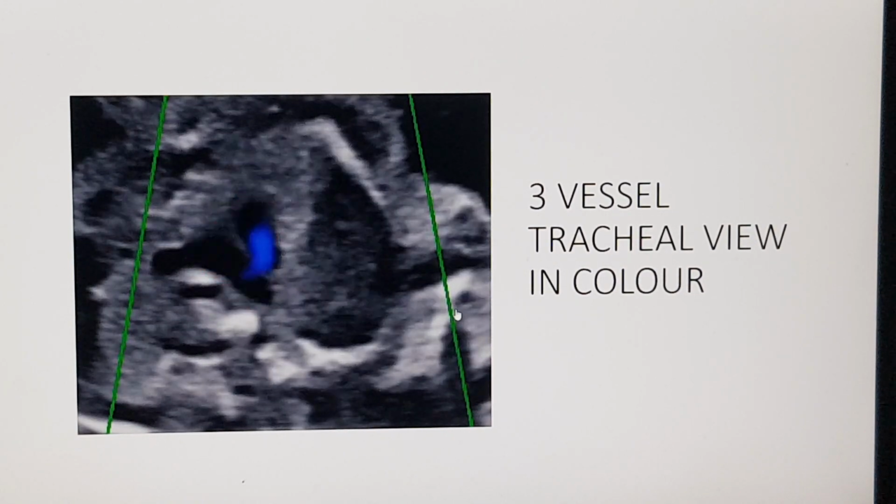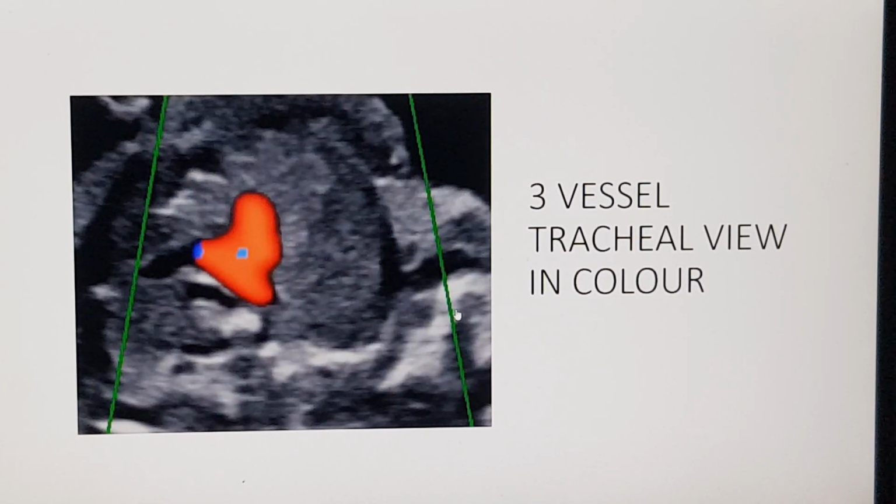The color Doppler again shows the V confluence to the left of the trachea, and it shows that the color is similar in both the arches.